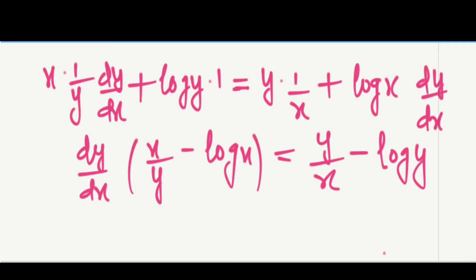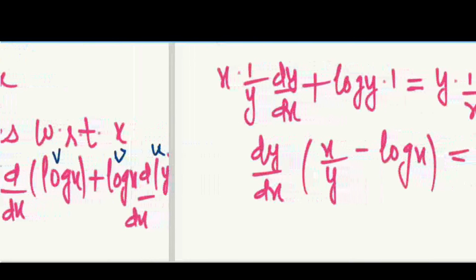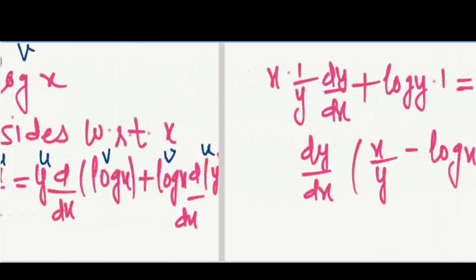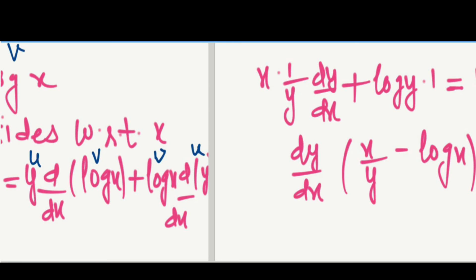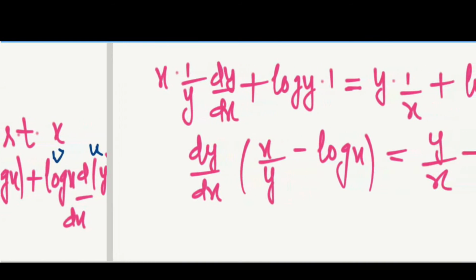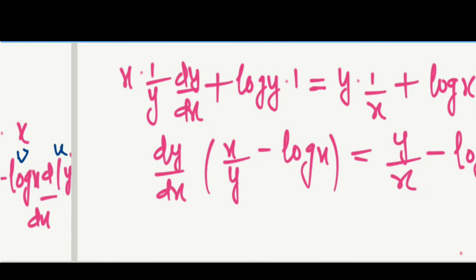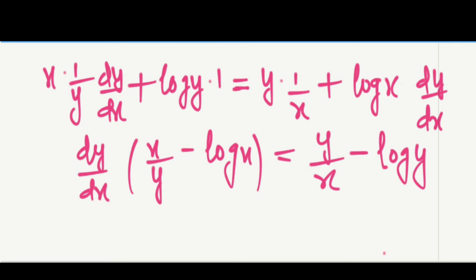So you get x into, now the derivative of log y is 1 upon y into dy by dx, plus log y into dx upon dx, which is 1, equals y into derivative of log x, which is 1 upon x, plus log x into derivative of y. Sorry, derivative of y is dy upon dx. So now in the further step we take the terms containing dy by dx on the left side.